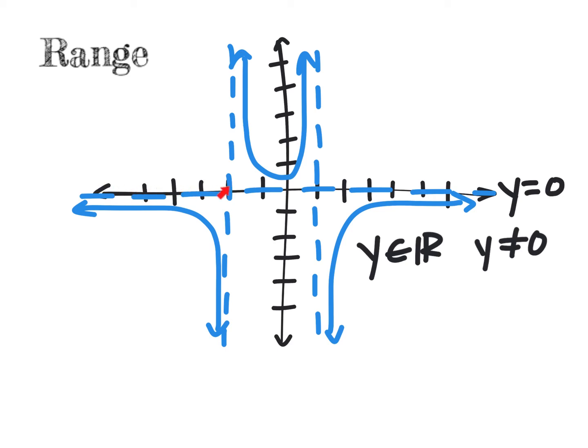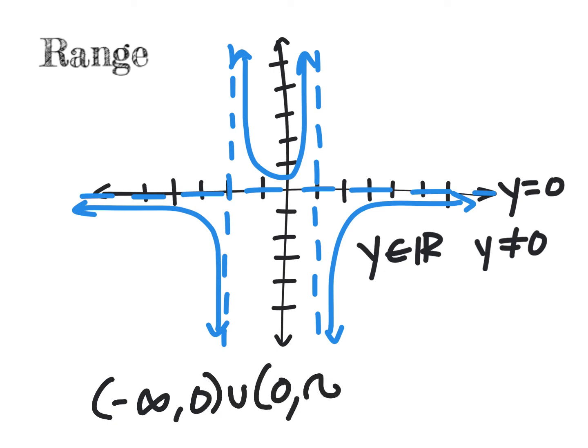Because if you notice, the graph does not cross the horizontal asymptote. Nothing touches this line right here. And that's not always the case. But in this scenario, it doesn't. So we can say it goes from negative infinity to the horizontal asymptote, which is 0, and then from 0 to positive infinity. The bottom side of the graph and the top part of the graph.